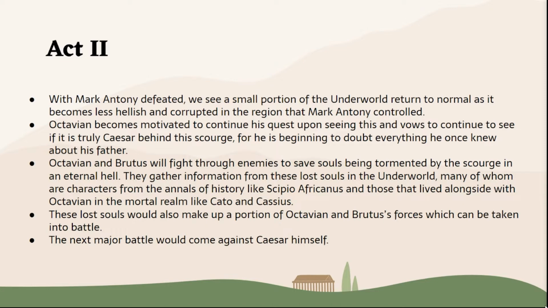Next up, after Mark Antony's defeat, the story will progress as we see a small portion of the underworld returning to normal, specifically in the areas surrounding Mark Antony's territory. Octavian sees this and gains more motivation to find out the truth behind the scourge, as he starts to doubt everything he knew his father to be. So the story will progress as Octavian and Brutus continue to defeat legions of troops and save souls from being tormented, some of which are notable characters from the lives of Caesar and Octavian, like Cato and Cassius.